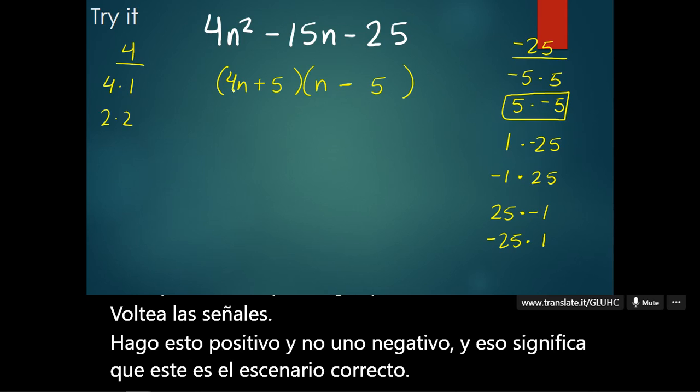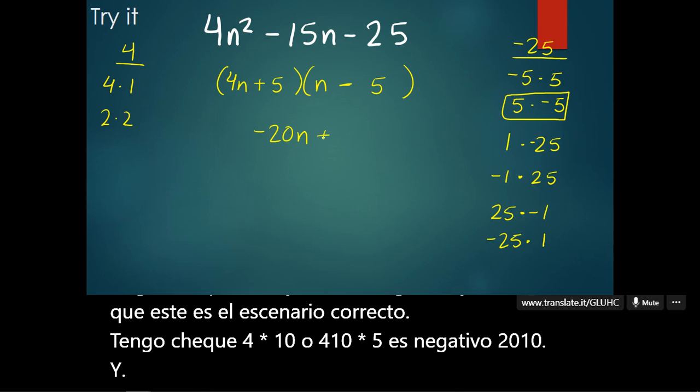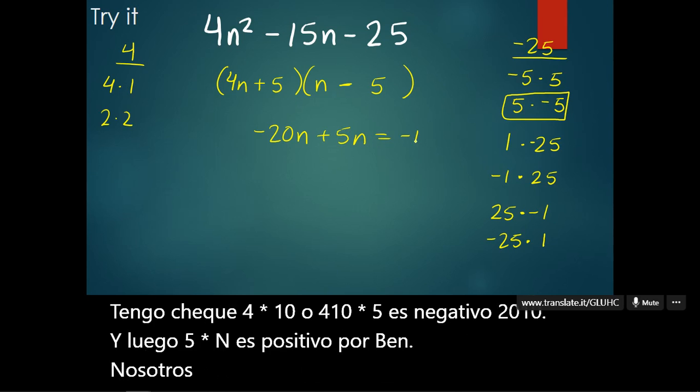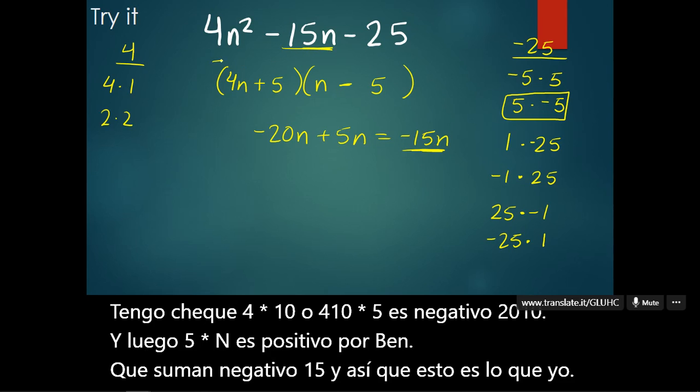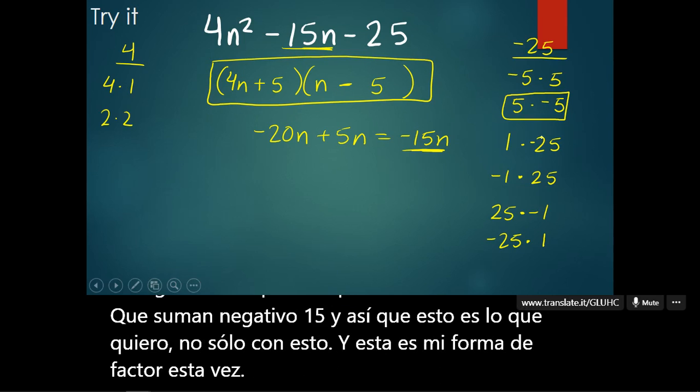I check 4n times negative 5 is negative 20n, and then 5 times n is positive 5n, which add up to negative 15n. So this is what I want, it matches up with this, and this is my factor form. This time around, we didn't do too much work.